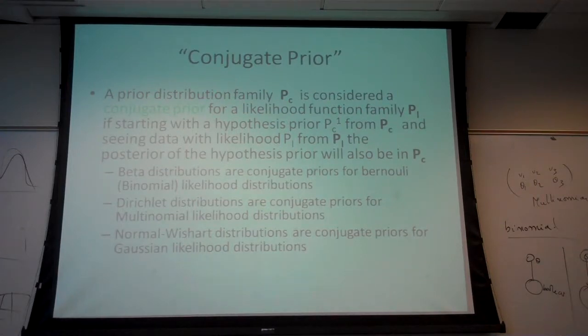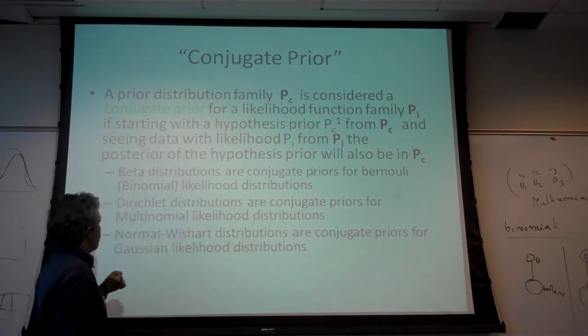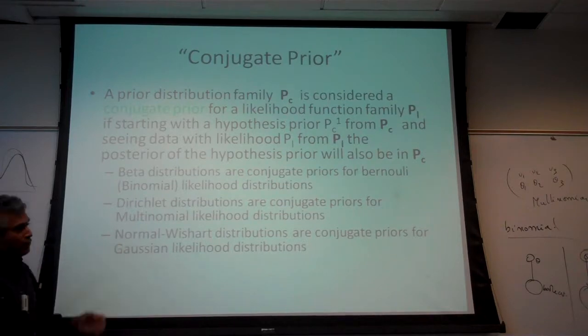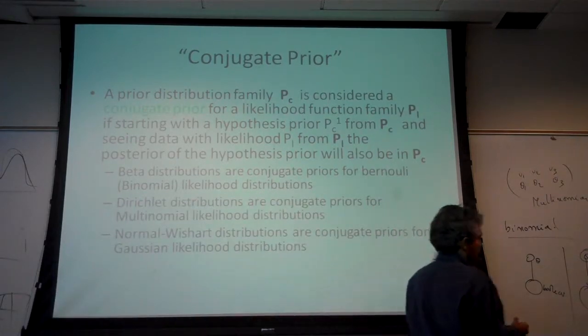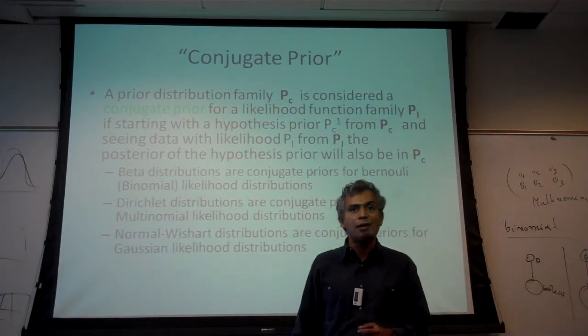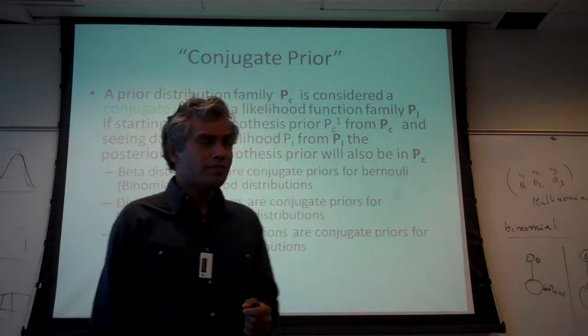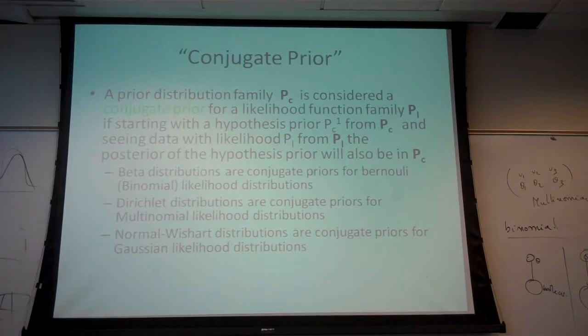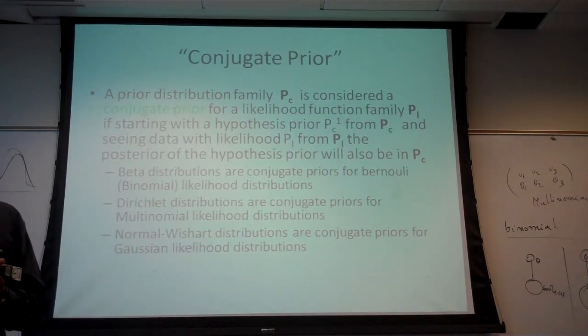And beta distributions are conjugates for Bernoulli or binomial likelihood distributions. Dirichlet are conjugate for multinomial. And if in fact you have a continuous distribution, say a normal distribution, then there is a conjugate distribution for it, called the normal distribution, which has the exact same property. If you multiply them by the normal distribution, you'll still get a normal distribution.